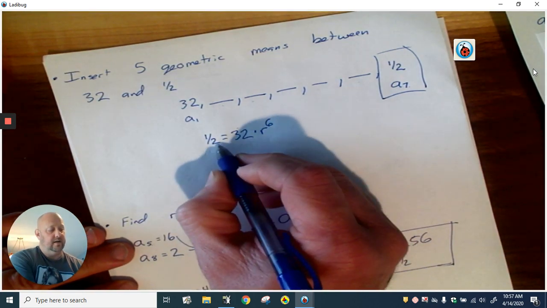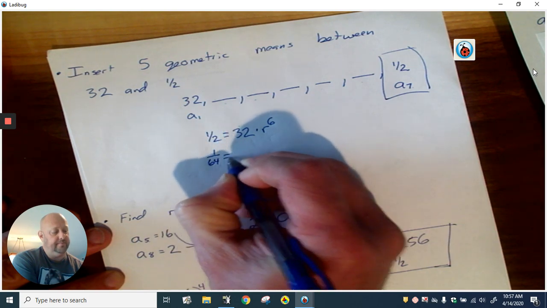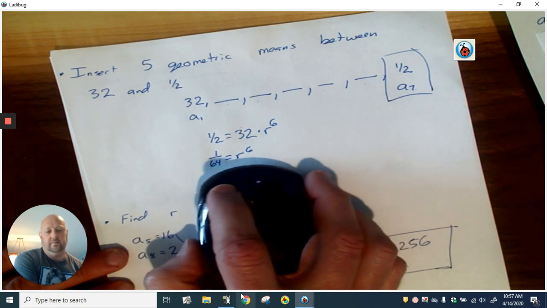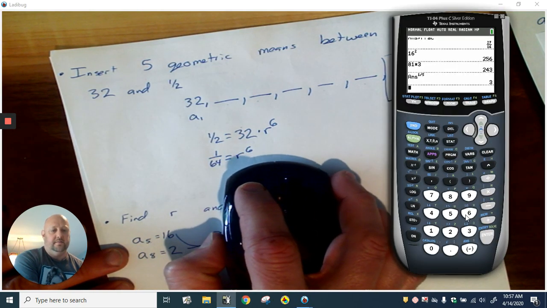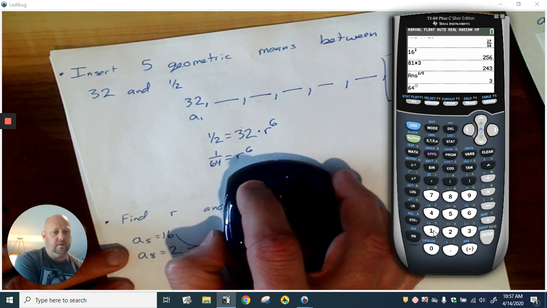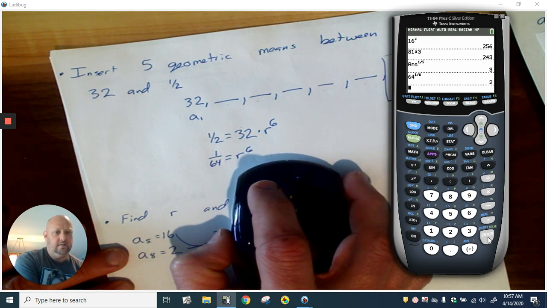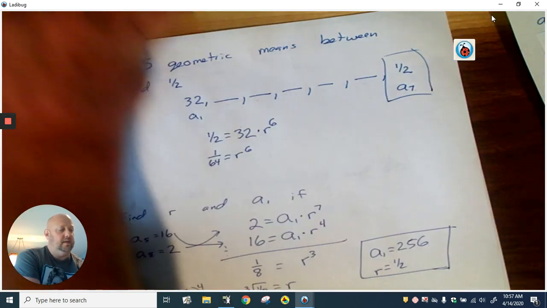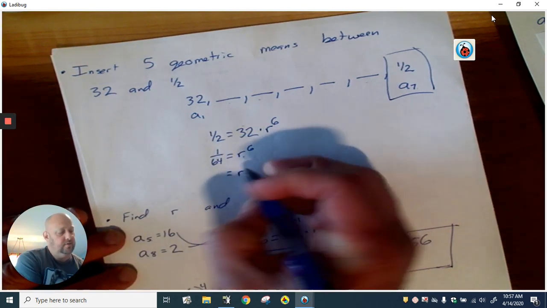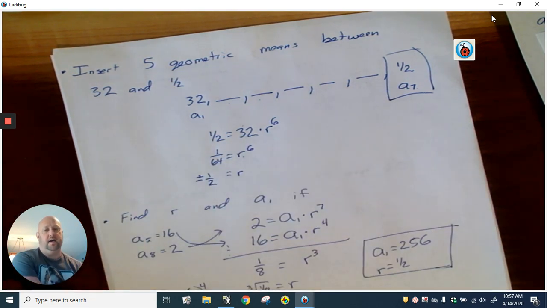When I divide by 32 or multiply by the reciprocal, I end up with 1/64th. And then I have to take the 6th root of 1/64th. Well, 64 raised to the 1/6 power is going to be 2. So what that means is when I take the 6th root of 1/64, I'm going to get plus and minus 1/2. So there's two different patterns here.